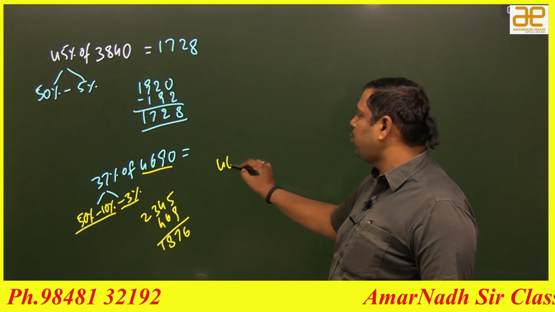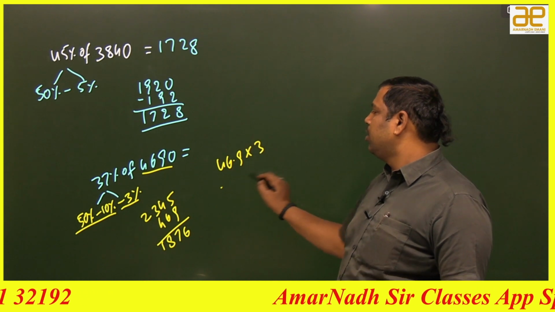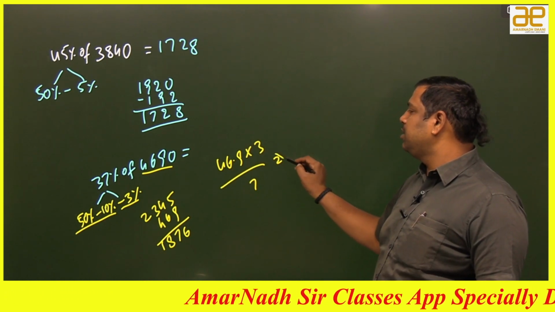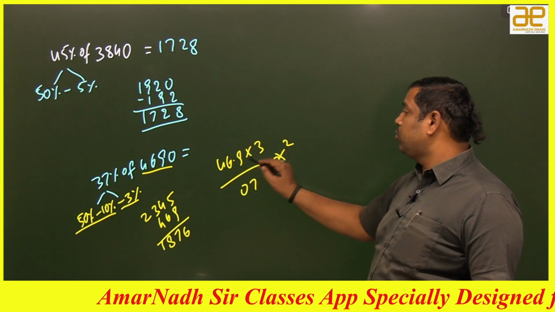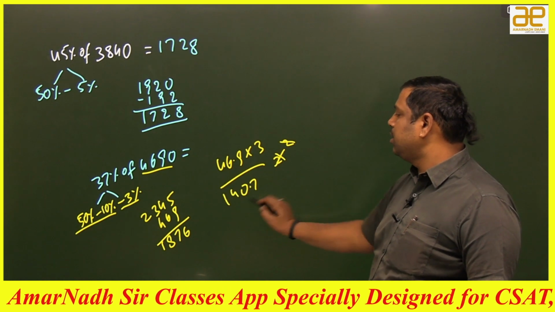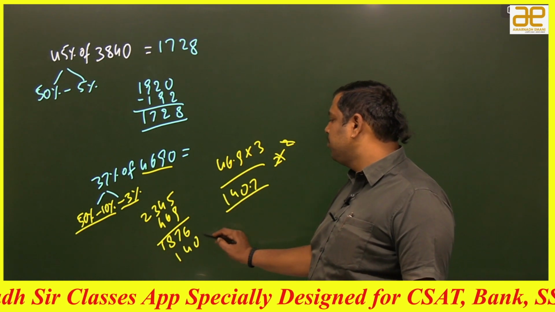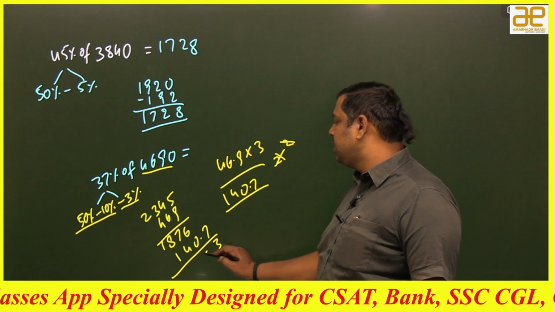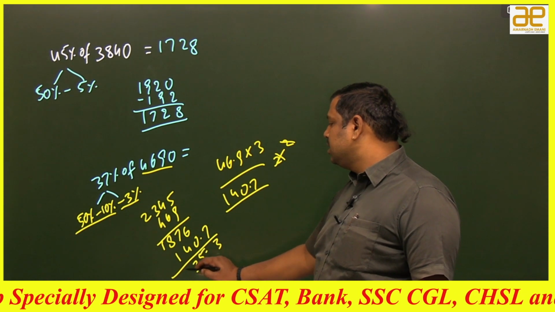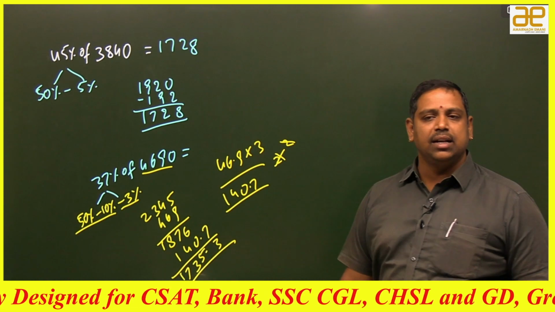1% is 46.9 into 3. Okay, 27, 18 means 20. So 12 means 14 and having one decimal. So how much I have to subtract further? 140.7, it is 3 and it is 5, it is 3, 7, 11735.3 is the answer.